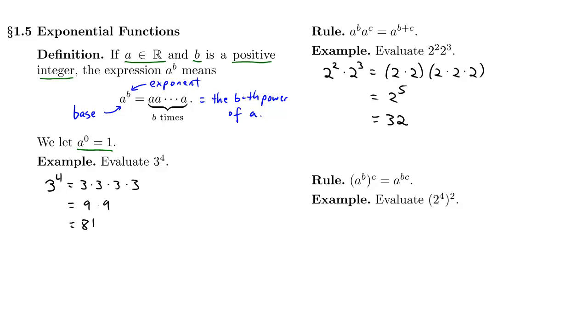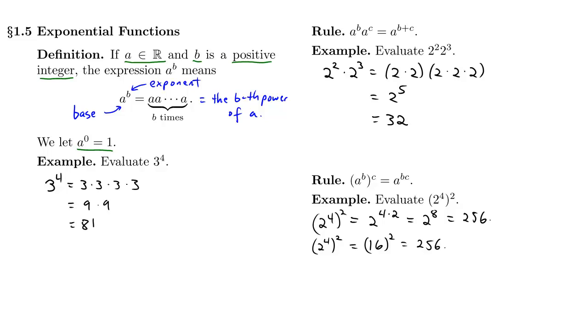Let's look at our next rule. If we have a to the b, then we raise that all to the exponent c. That's the same as raising a to b times c. For example, if we want to evaluate 2 to the 4 all squared, we can compute this as 2 to the 2 times 4, or 2 to the 8, which is 256. If instead we evaluate 2 to the 4 before squaring, we get 16 squared, which is also 256.